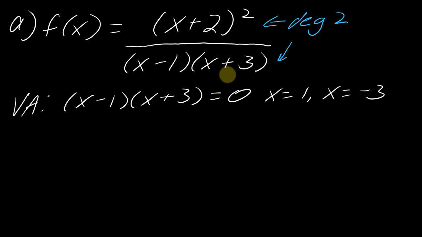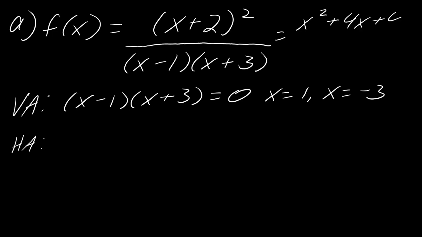But you might be saying to yourself, to figure out the horizontal asymptote, it would be a lot easier for me if I just multiplied all this stuff out. So why don't we take a second to multiply everything out, just so that we have that reference. The top would be x squared plus 4x plus 4, and the bottom would be x squared plus 2x minus 3.